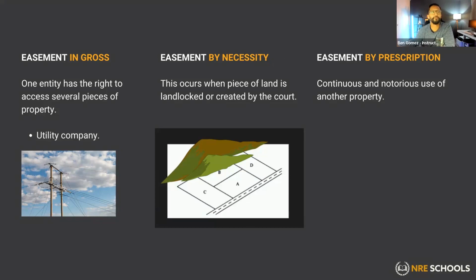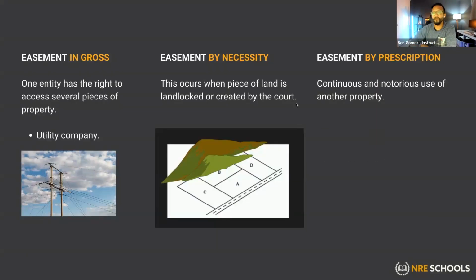An easement by prescription is a continuous and notorious use of another property. The best example on this one is in the book. That's just crossing someone's land to get to your land. You have to be using it for years in order for that to happen.